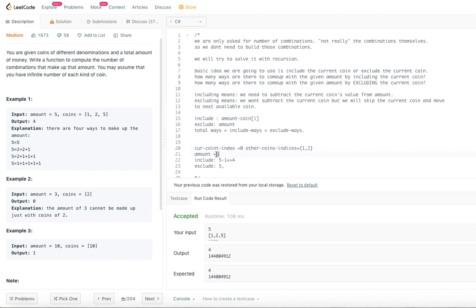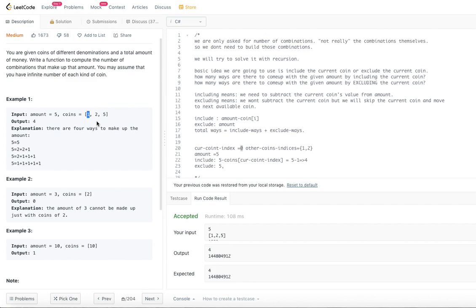So the amount will be 5 initially to start with. Include means, whatever the current coin index is, coins of current coin index, what is that? 0, so it's 5 minus 1, that becomes 4, right? Exclude means we just keep the amount undisturbed and we will further proceed with other coins. So while coming up with 5, we are not going to use the coin at index 0. That means this is not used, right?